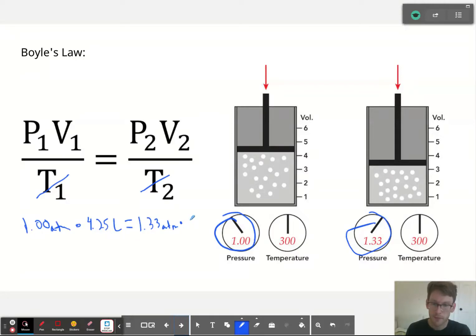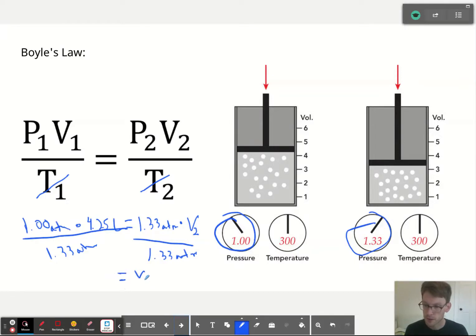Well, let's say I'm then solving for V2. If I were to multiply these and then divide by the 1.33 atmospheres on both sides, what I would find is that my volume 2 is equal to, let's see, I need 3 sig figs, 3.20 liters. That would be my final volume.